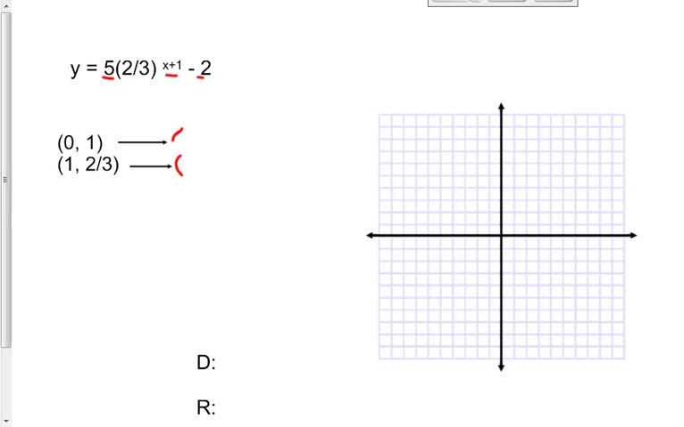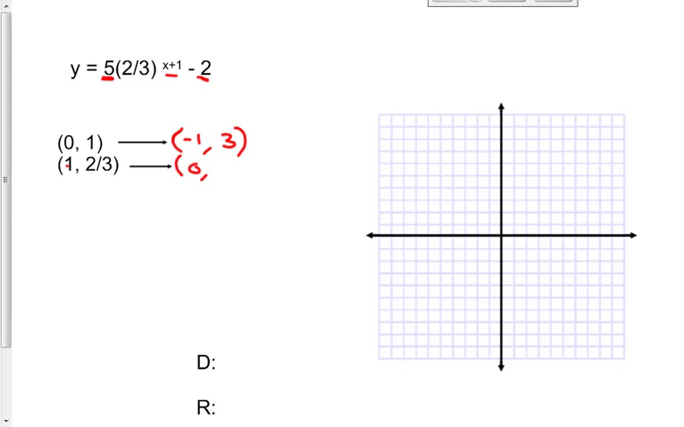What is your x value going to change to? It says plus 1, so we subtract 1. 0 minus 1, 1 minus 1. X values are done. Y value. Start with multiplying by 5. 1 times 5, and then I have to subtract 2. So 1 times 5 is 5, 5 minus 2 is 3.